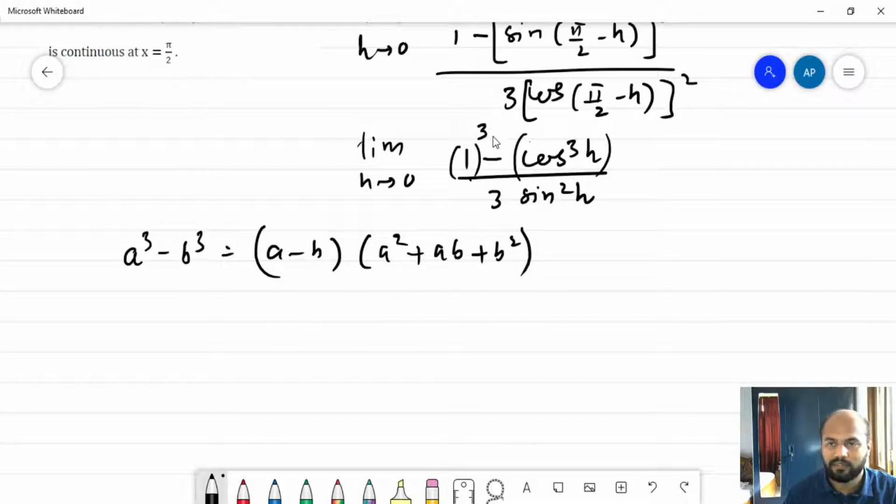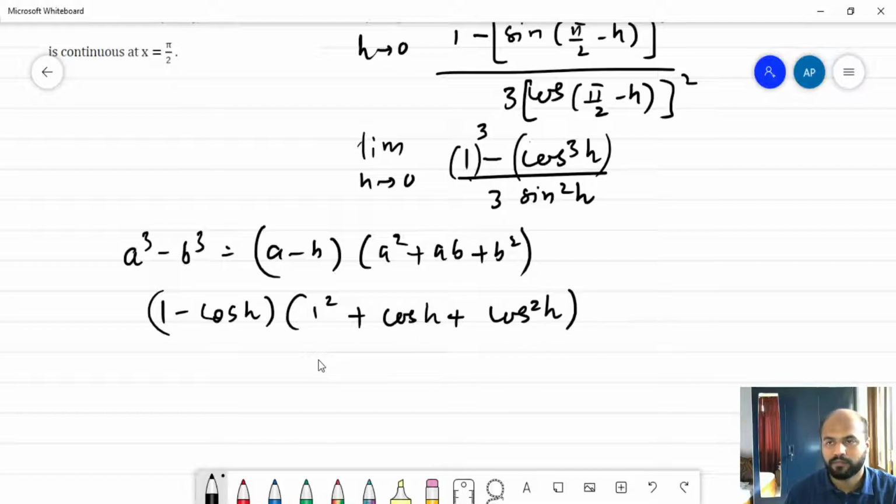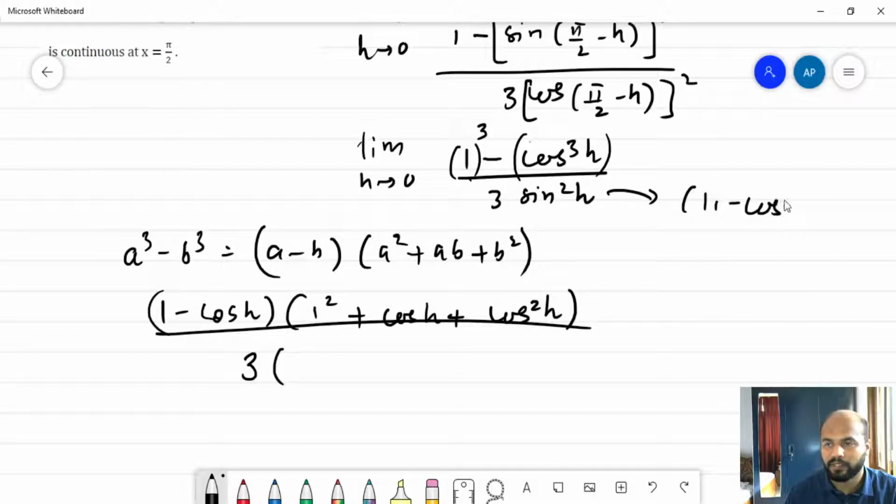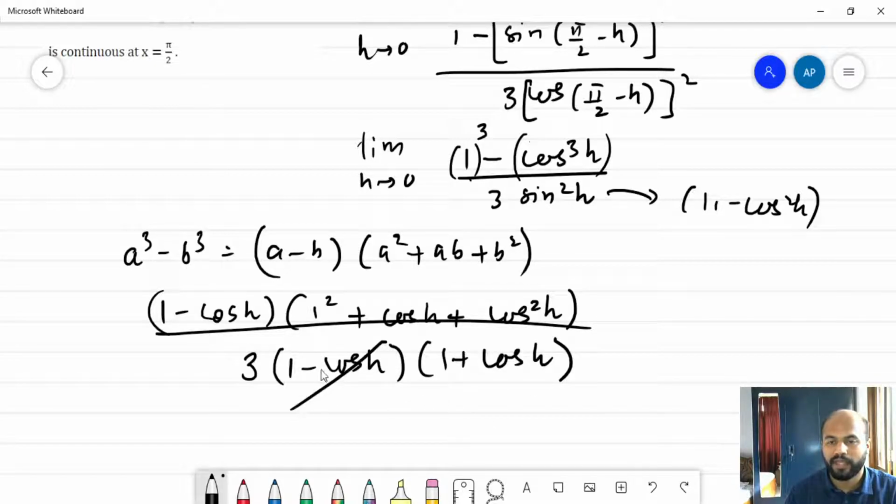Considering 1 cube is 1, we can write 1 minus cos h into 1 square plus cos h plus cos square h. And over here, this is sine square h, which can further be written as 1 minus cos square h, which can further be written as 1 minus cos h into 1 plus cos h. So all in all, what we get is this, and this term gets cancelled, limit h tending to 0.